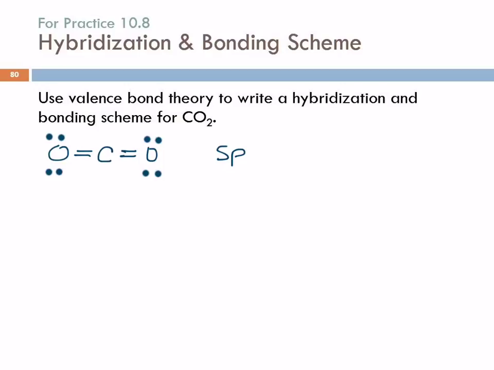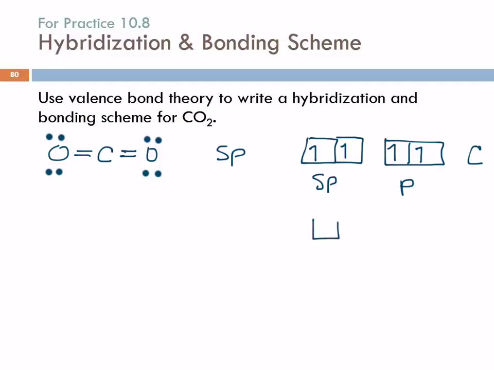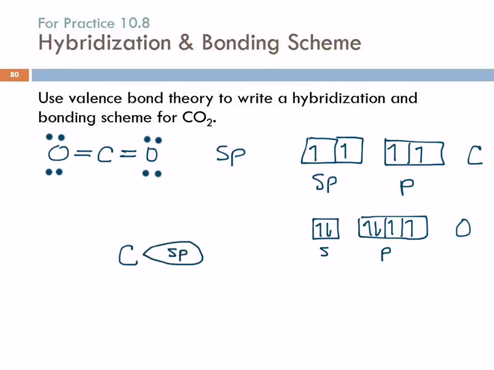So the carbon then is going to have sp, and it's going to have unhybridized p orbitals. It's got 4 valence electrons, so it'll have 4 half-filled orbitals. And the oxygen we're going to assume is not hybridized. So that's going to stay with its s and p. It has 6 valence electrons. And so it's going to look like that. So I'm going to put the carbon in the middle. And it has its sp hybrid orbitals, 2 of them.